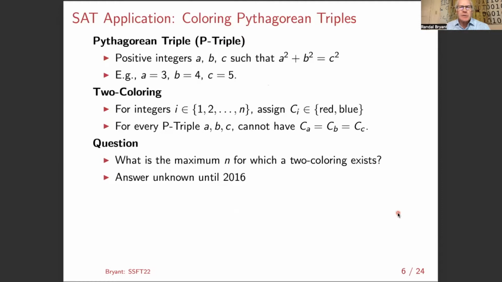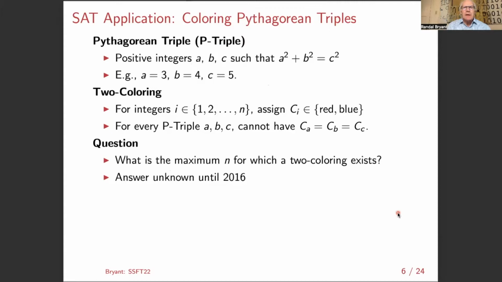On the mathematical side, there is an open problem called the Pythagorean triple coloring problem. And this problem was open until 2016. So a Pythagorean triple are 3 integers, say 3, 4, and 5, so that they could form the sides of a right triangle.